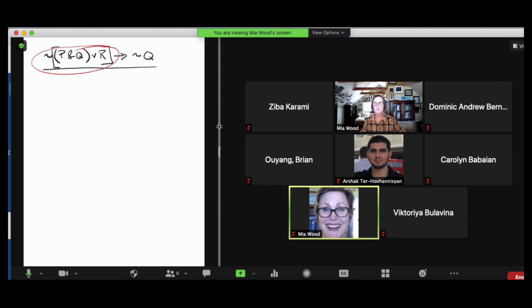What's the main operator for the sentence I just circled? I know I kind of included the conditional. I didn't mean to. Negation. Really good. Thank you so much. Okay. So then what we want to do is generate the values for negation last.